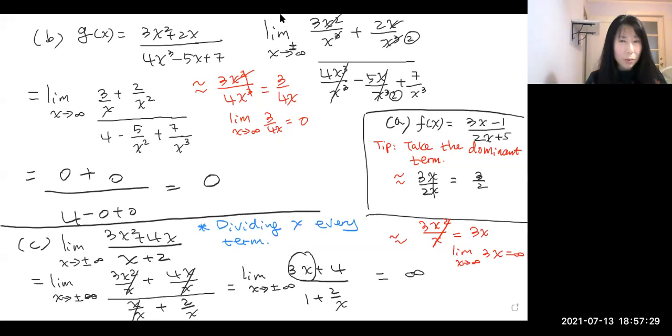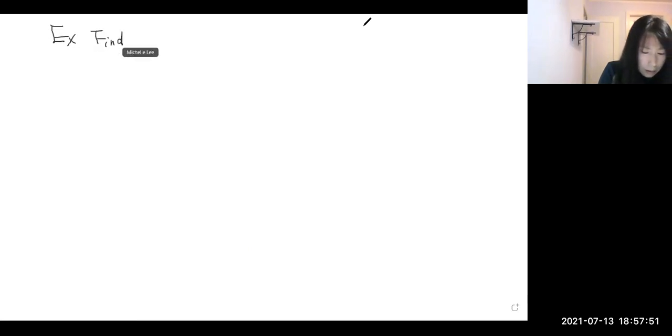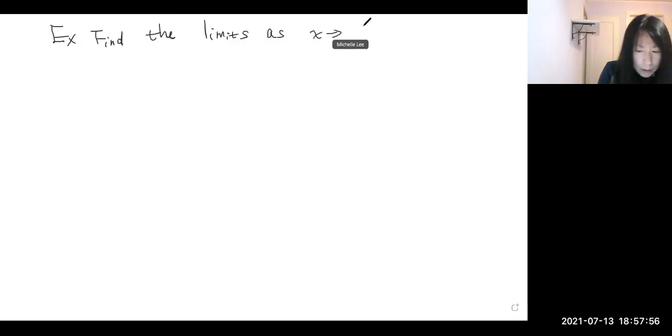All right, let me erase this one. Okay, let us do 2 more problems, and we are done for today. Okay, so find the limit as x approaches positive infinity and x approaches negative infinity of the rational function like this.